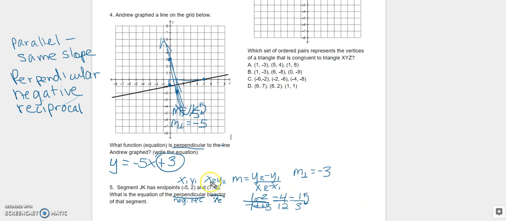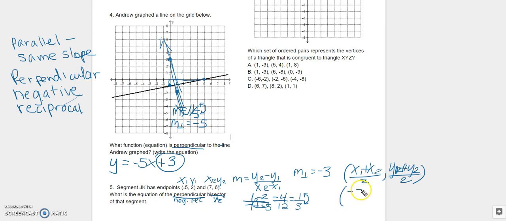Okay, bisector. That means it's got to split right down the middle. So I will also need my midpoint. And we already know how to do that. The midpoint is x1 plus x2 divided by 2, and y1 plus y2 divided by 2. And I already have my points labeled.